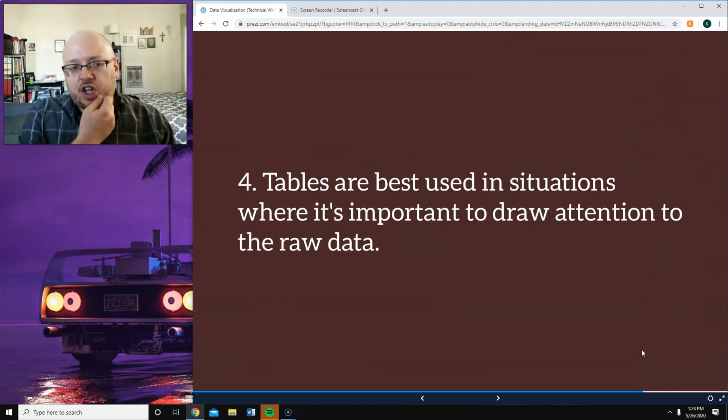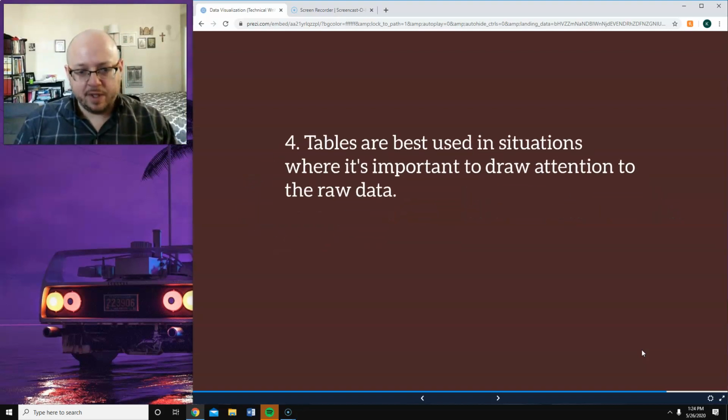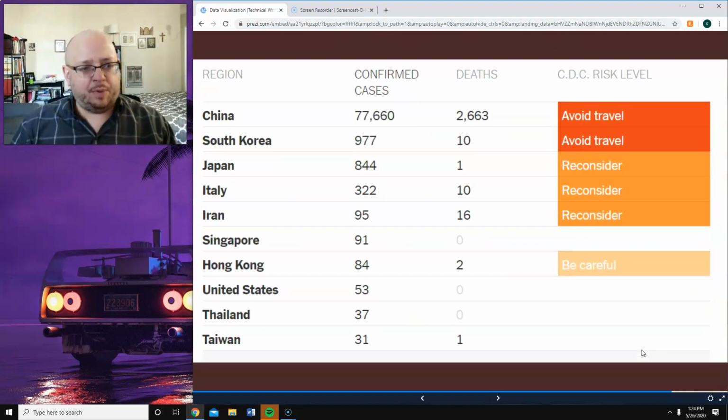Fourth thing is, if you're going to use tables, just make it clear that tables are best used in situations when you want to draw attention to the raw data. So they have a real limited purpose, right? If you really want the reader to focus on raw data, a table is often a good tool to use, right? So here's an example of an effective table.